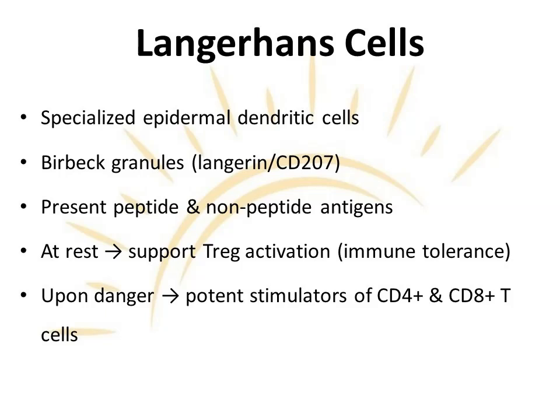In the steady state at rest, they help maintain immune tolerance by supporting regulatory T cell, TREG, activation. This prevents unnecessary inflammation to harmless environmental antigens. Upon sensing danger, infection, injury, or stress, LCs become potent activators of CD4+ helper T cells and CD8+ cytotoxic T cells, initiating adaptive immune responses. This dual role highlights their importance in balancing tolerance and immunity in the skin.